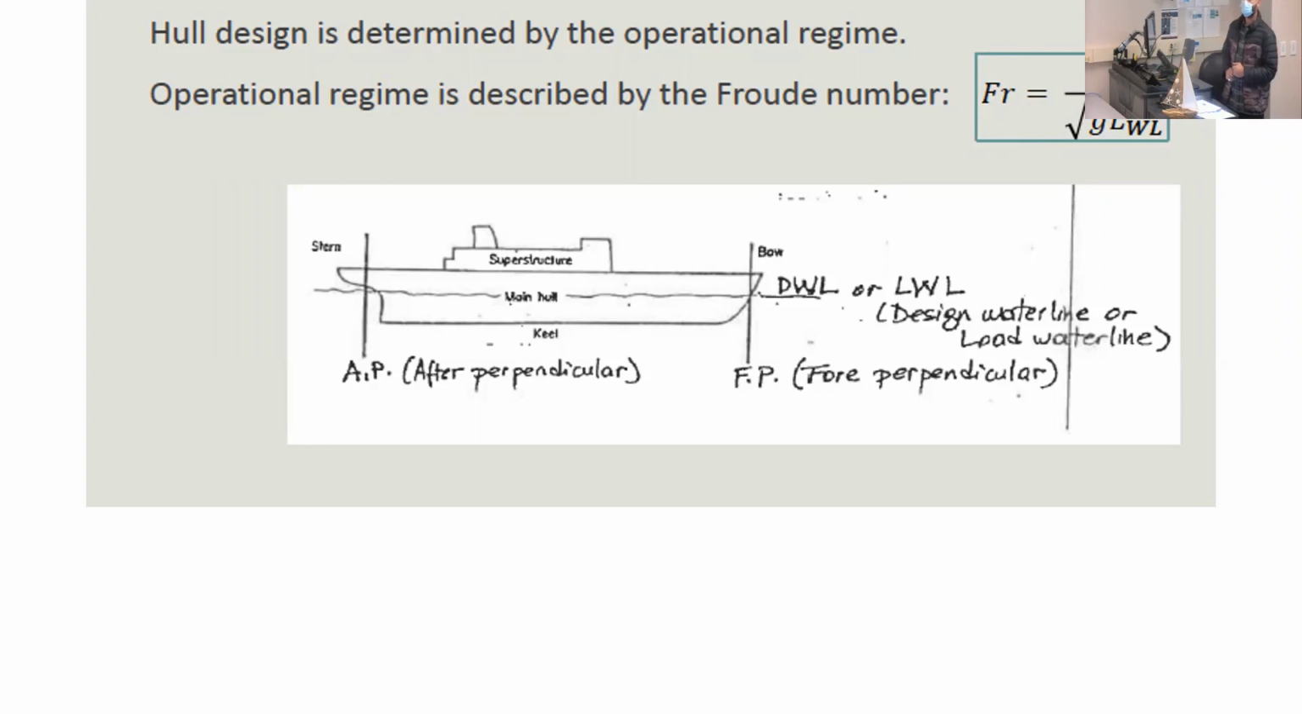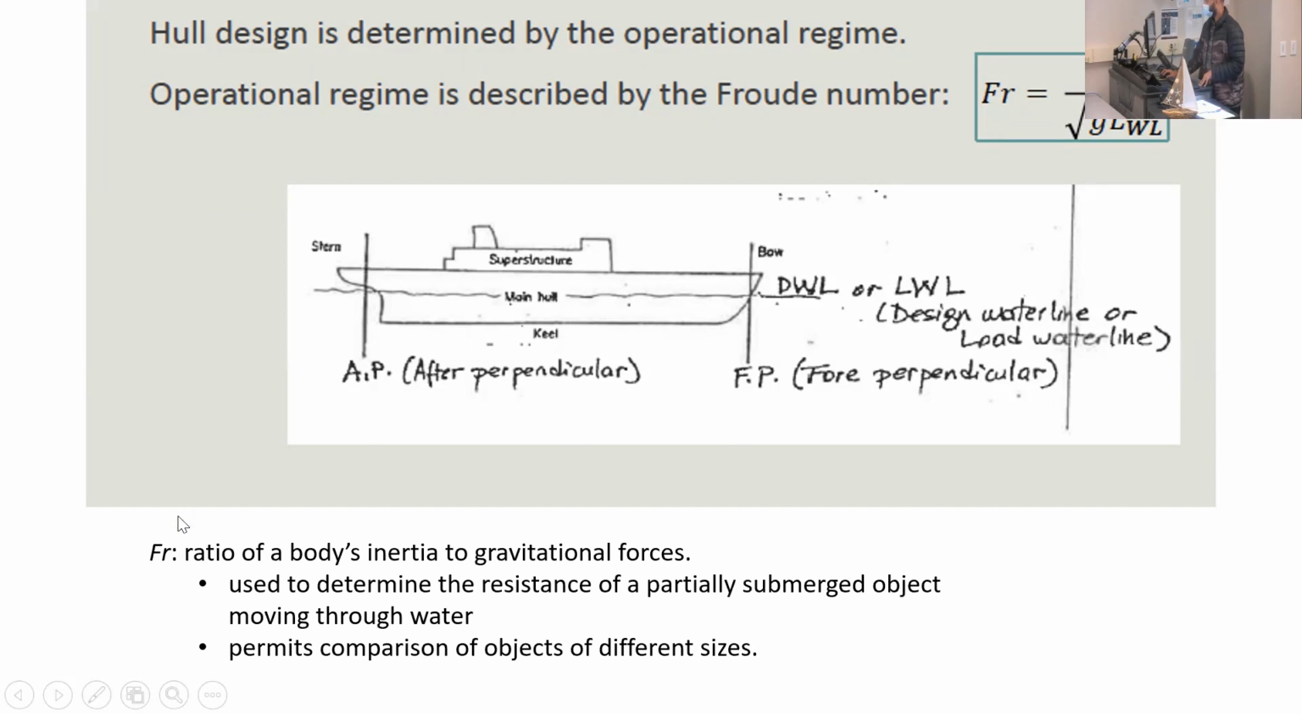When you operate a boat or a ship, this Froude number will help you determine the wave resistance. If you know how much wave resistance you have, it helps you determine how much fuel you should carry, or how big your engines should be, how much power they should output. So that's a term we'll use very frequently later on. Definition is, it's the ratio of inertia to gravitational forces used to determine resistance of objects moving through water.